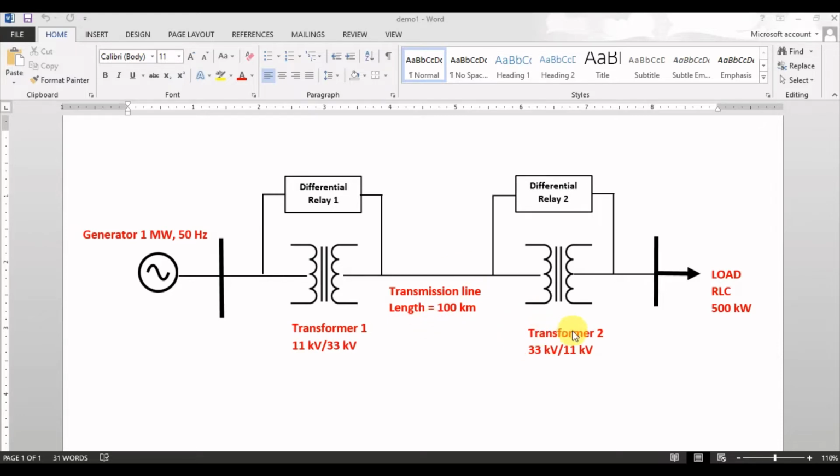After the transmission line we have a step down transformer that is used to step down the voltage from 33 kV to 11 kV. Finally we are having an RLC load whose rated power is 500 kilowatts. So let's go to SIMULINK to see the protection scheme of this power system.